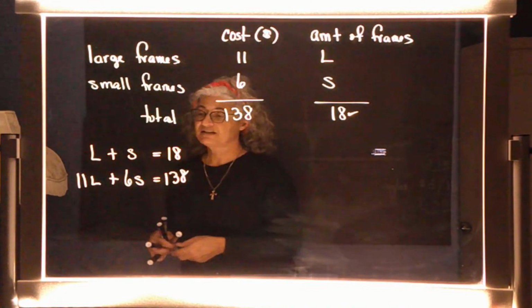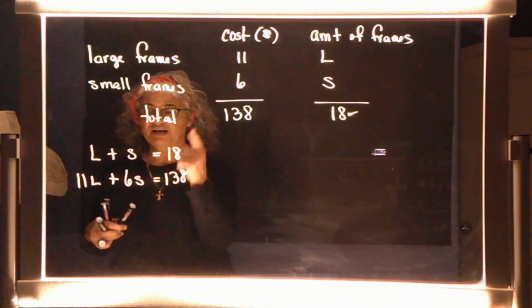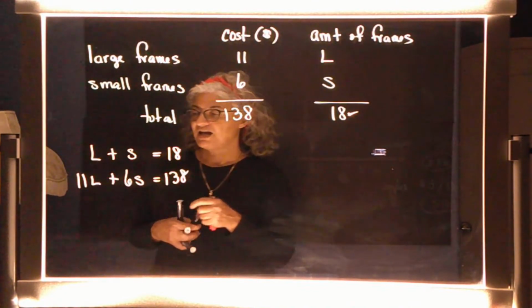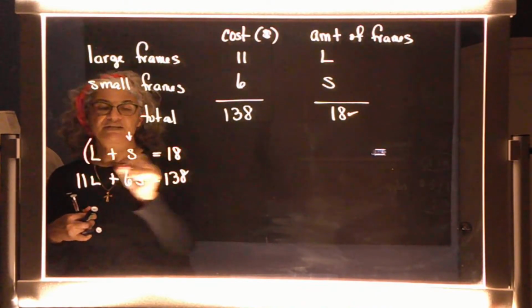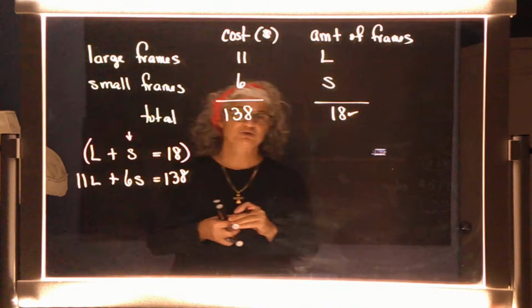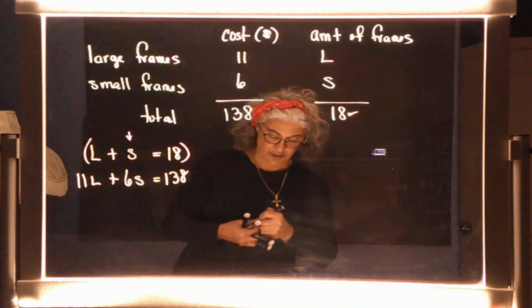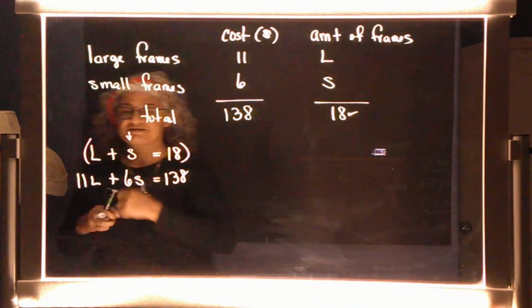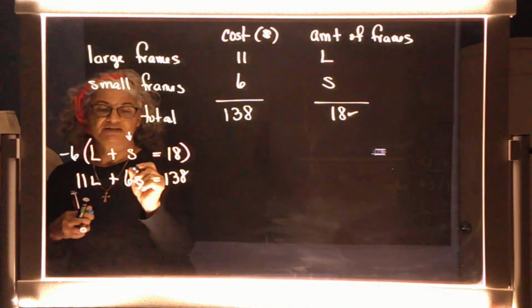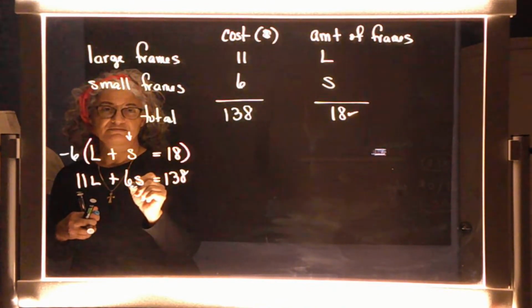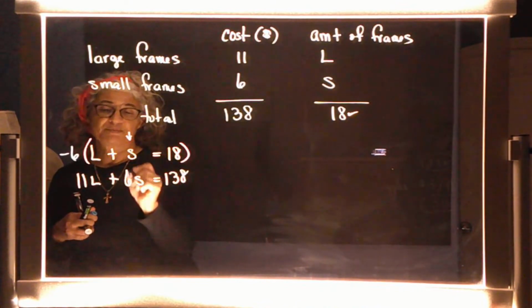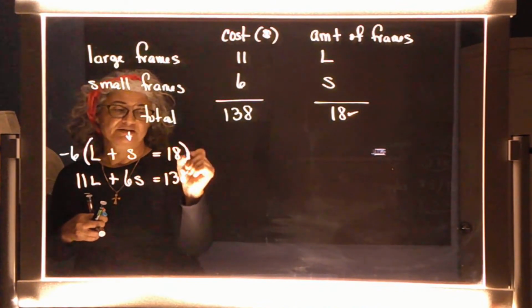So, I think I'm going to go with elimination. And I think I'm going to eliminate the S's. So I'm going to take this entire first equation and multiply by -6. Why? Because I want the number in front of S to be the exact same as this one, and the sign has to be opposite, which is why I'm multiplying by -6.